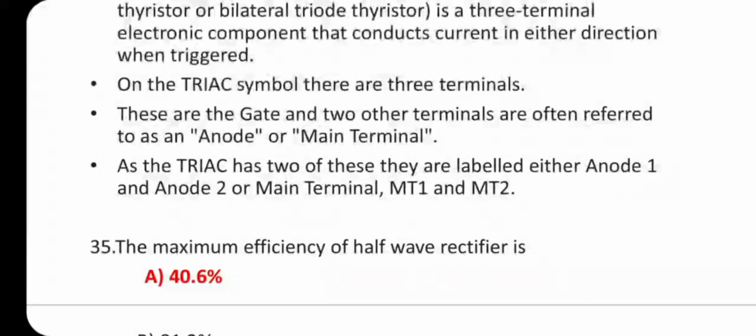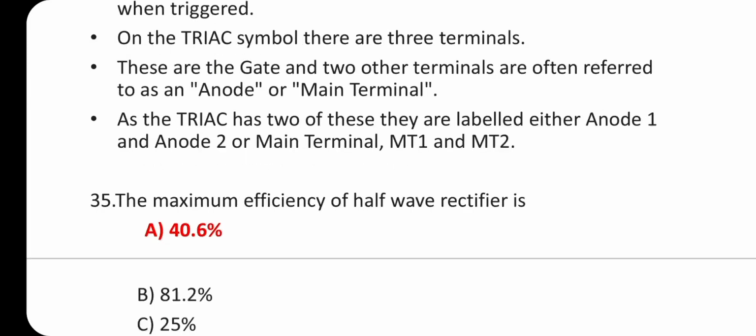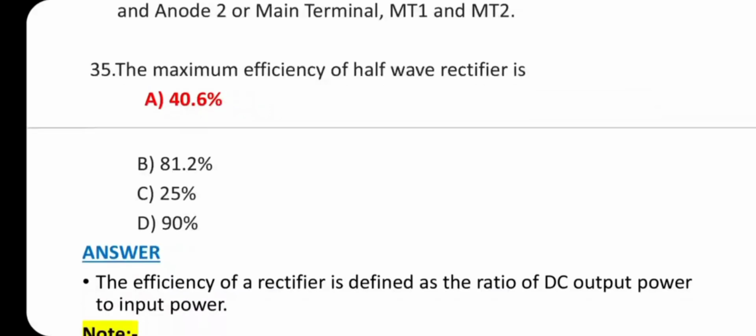On the triac symbol, there are three terminals. There are the gate, and other terminals are often referred to as anode or main terminal. As the triac has two of these, they are labeled either anode 1 and anode 2 or main terminal MT1 and MT2.